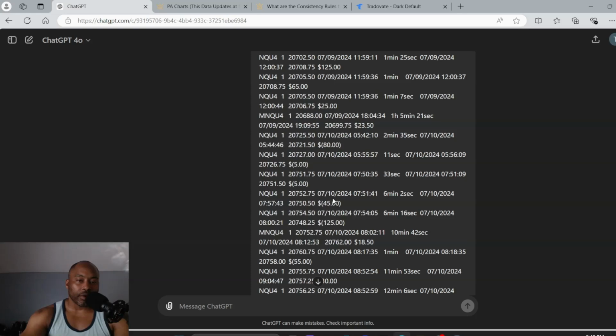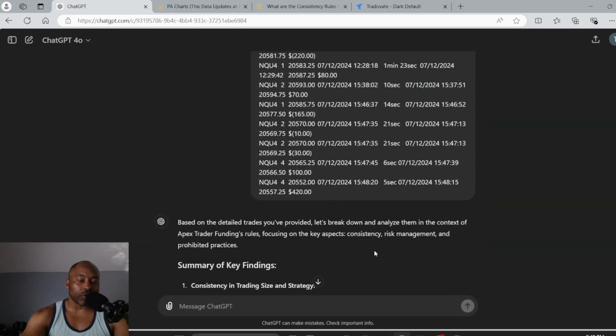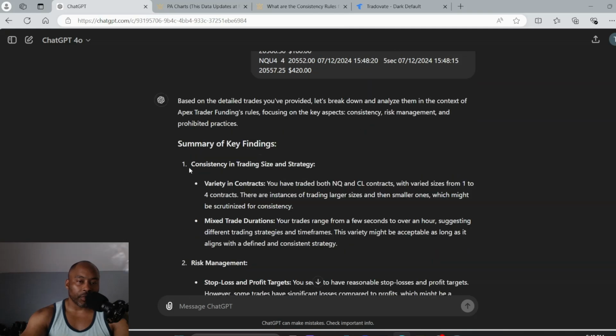Immediately, ChatGPT was able to analyze and determine a few things. Number one, consistency in trading size and strategy. I have traded both the NQ and CL contracts with contract sizes ranging from 1 to 4 contracts. It says that there are instances of trading larger sizes and then smaller ones, which might be scrutinized for consistency. So that might be a problem. Also I have mixed trade durations, because I trade from a few seconds to over an hour, suggesting different trading strategies and time frames, and it says that this might be acceptable as long as it aligns with the defined consistency strategy, which I think it will.